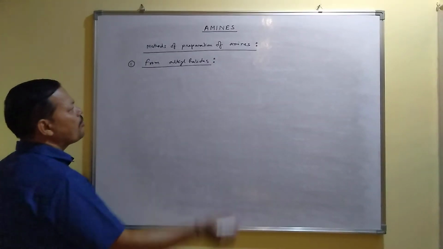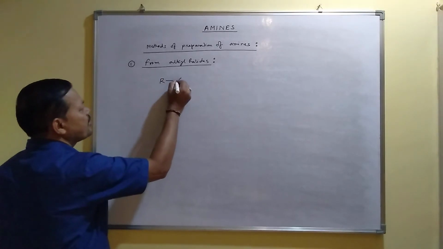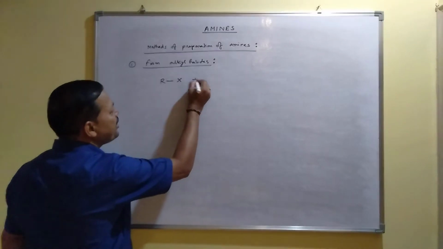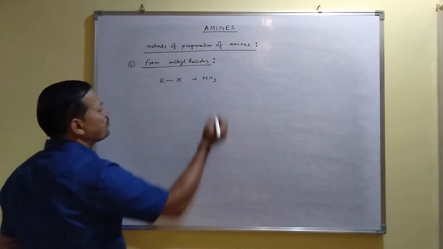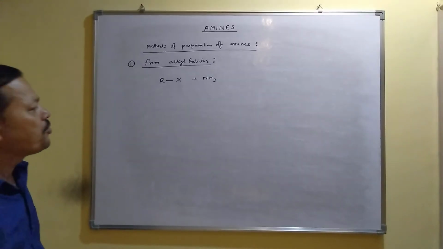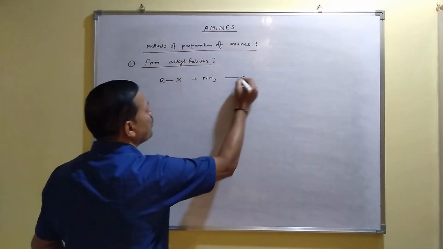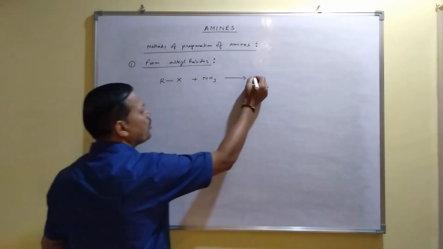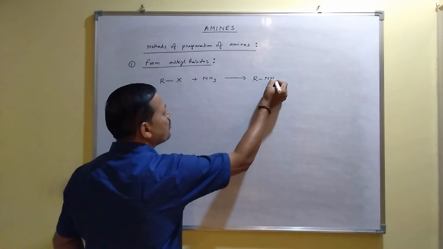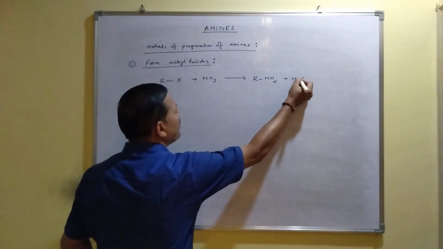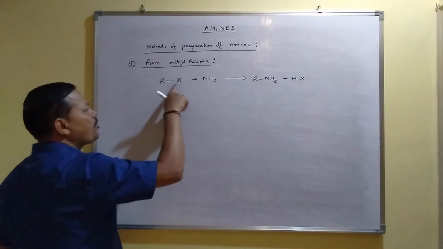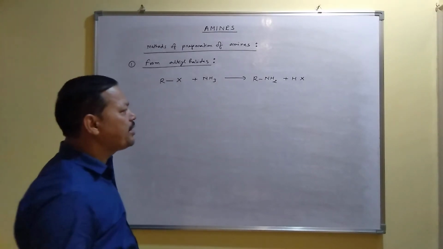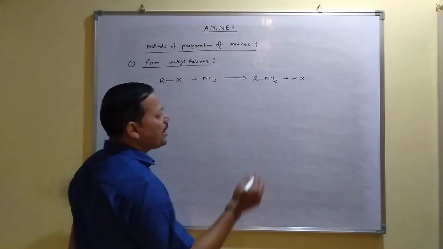What is the general formula of haloalkane? RX. This is one example of a haloalkane. I have written the general formula. When a haloalkane reacts with ammonia, NH3, it will convert to amine. How? The halogen X will be replaced by the NH2 group, and you will get RNH2. The side product will be HX. One hydrogen combines with halogen to produce HX. HX means like HCl, HBr, HI. So the side product you will get is hydrogen halide.